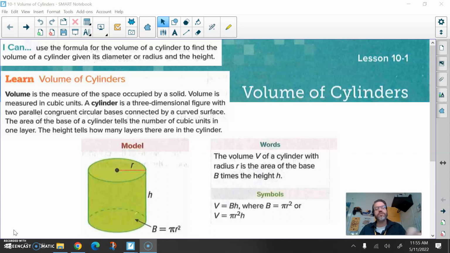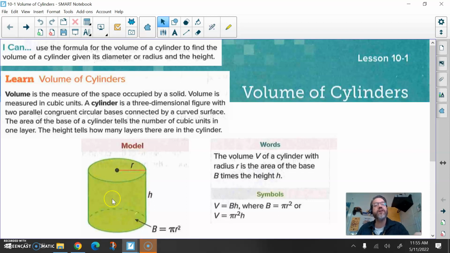To find the volume, first of all, when we're talking about volume, we're really referring to the capacity of this cylinder. How much could it hold if you were to fill it up with sand, water, pudding? I mean, you could fill it with anything really. How much space is there inside of the figure? And to do that, we're going to find the area of the base.